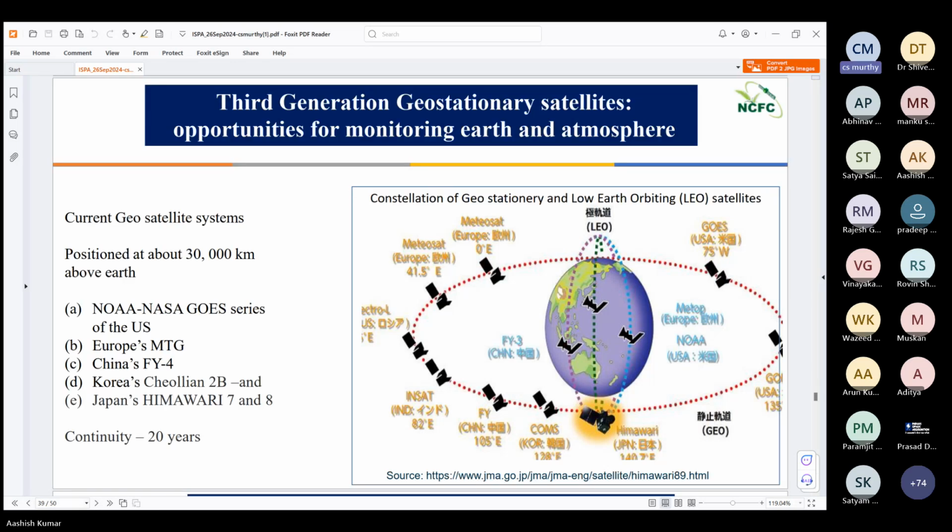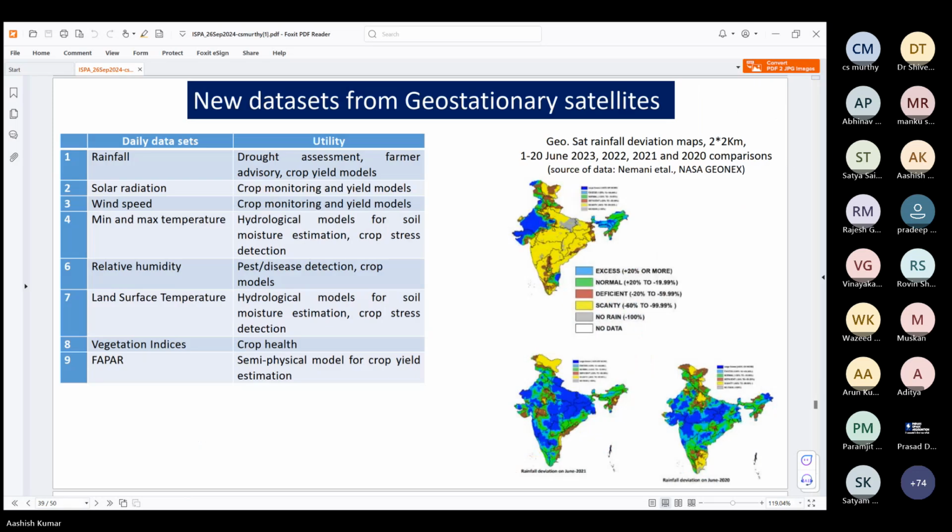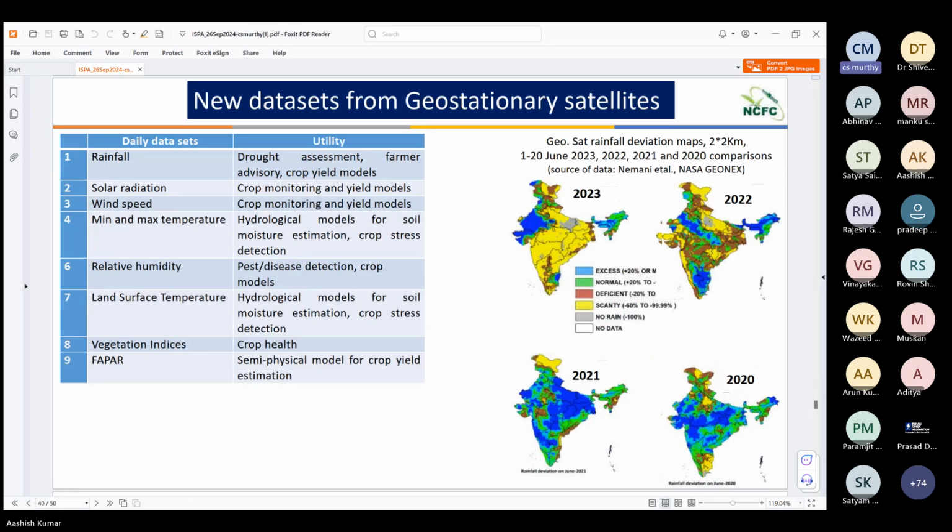This is one important application I want to flag and bring to your notice. As I told you in the beginning, the third generation geostationary satellites offer opportunities for generating a lot of weather related information. These are some of the unique new systems of geostationary satellites, listed here. They record observations of the earth and atmosphere in a larger number of channels, and this data will be used to generate a lot of biophysical weather variables as well as biophysical information products.